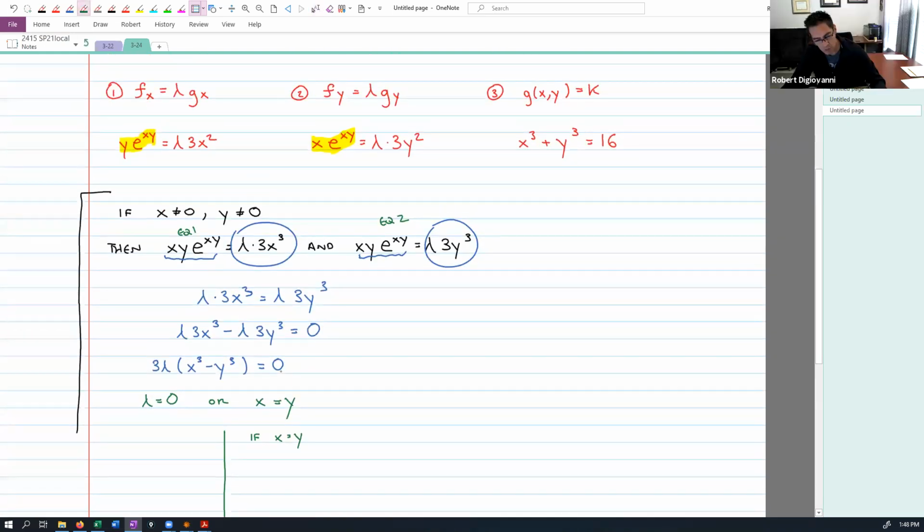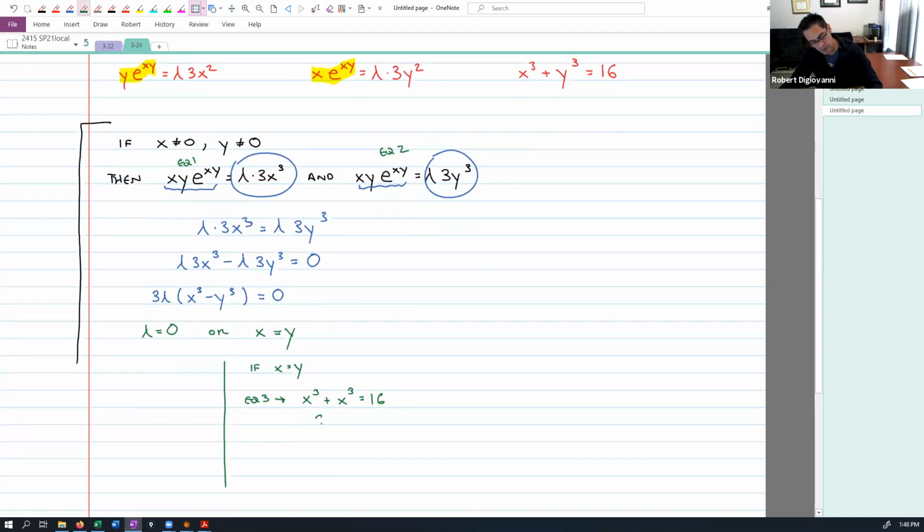So if x equals y, then equation 3 becomes x cubed plus, well, wait a minute, y is x, so x cubed again equals 16. And that means that 2x cubed is 16, which means x cubed is 8, which means x is 2. Right? Now, if x is 2, what's y?